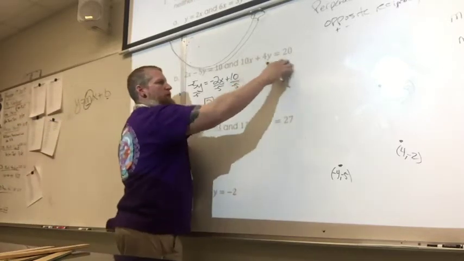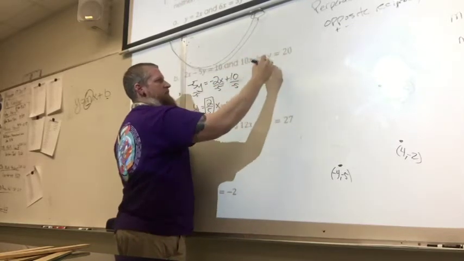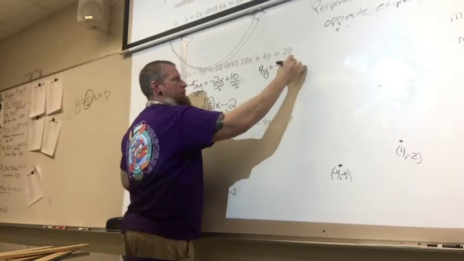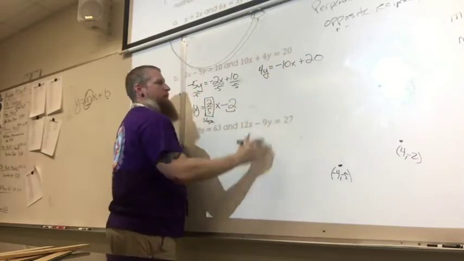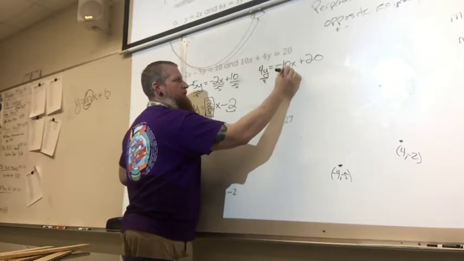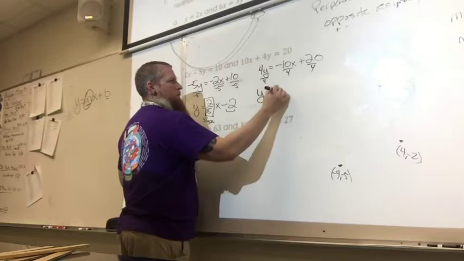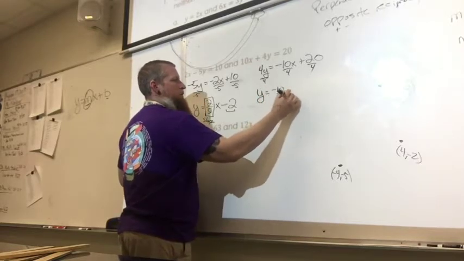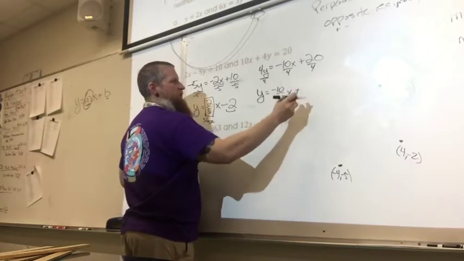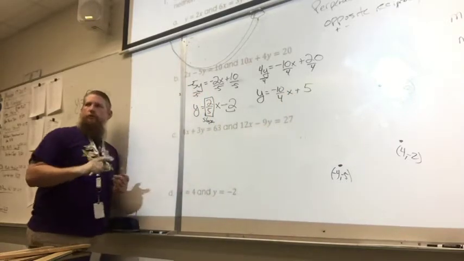All right, so I'm going to do the same thing here. So I need this 10x to go to the other side. Then I've got to divide everything by the 4 so I can just have y by itself. What's 20 divided by 4? Okay. Make sure you reduce fractions.